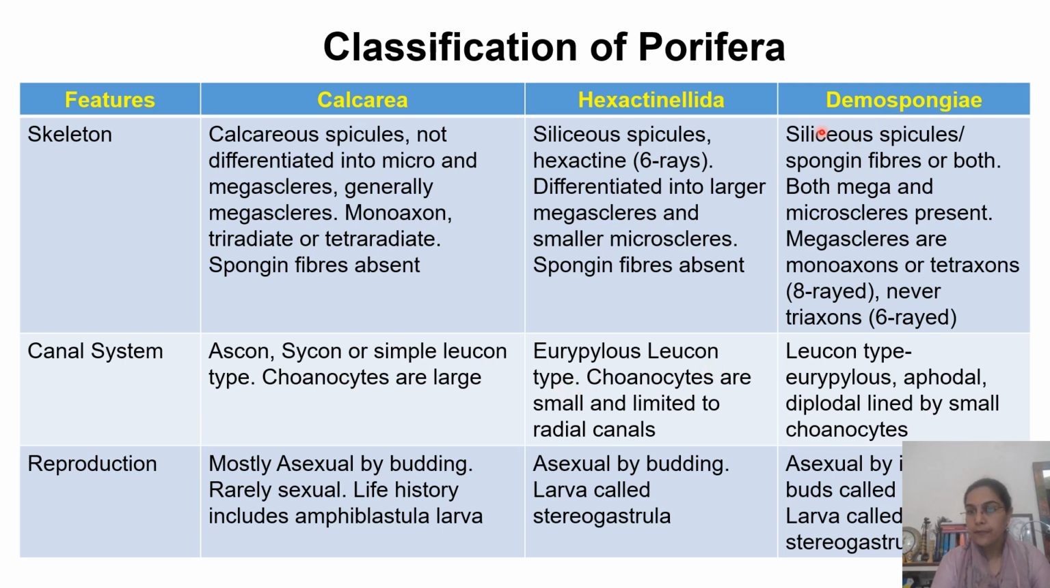Demospongy, most of the species of poriferans belong to this class Demospongy, so it is having the largest diversity of poriferans. Here the endoskeleton may be siliceous spicules or spongin fibers, or it may be both. Megascleres are tetraxonic. You will find no 6 rayed distribution here. And the canal system is of leucon type.